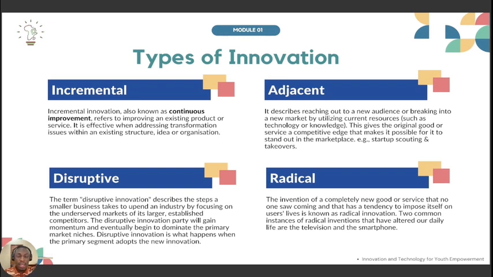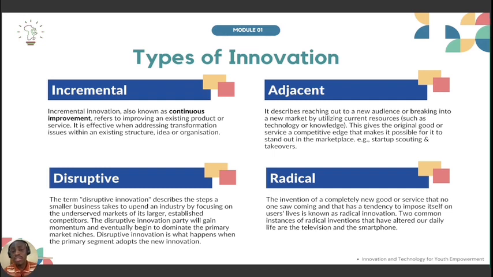So the incremental innovation is simply known also as continuous improvement, which refers to improving an existing product or service. And it is effective when addressing transformational issues within an existing structure. So it's just more or less like saying gradually changing how things work, not completely changing the whole process or bringing up a new one. So it's incremental. So you modify the process as you go.